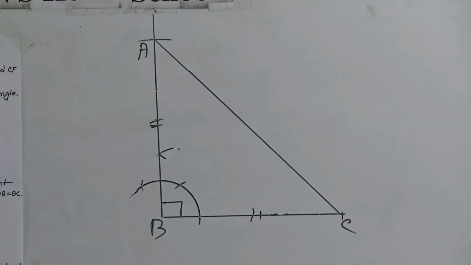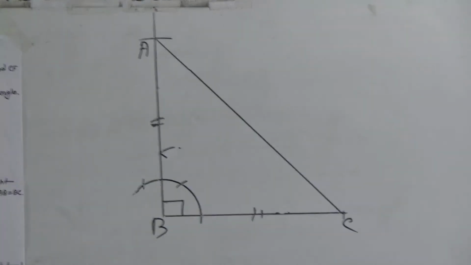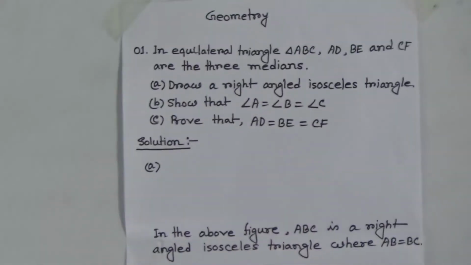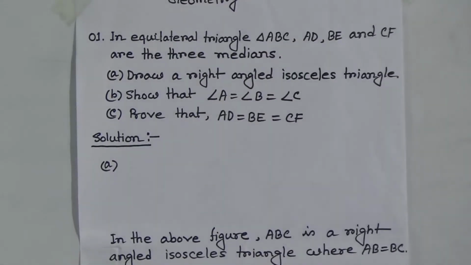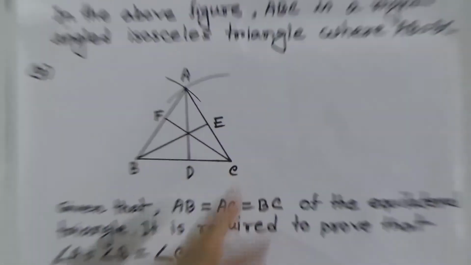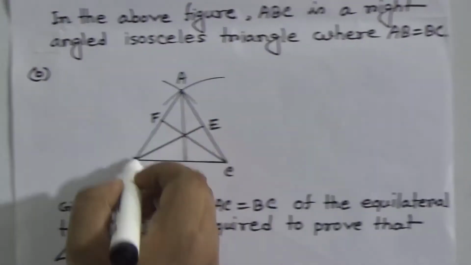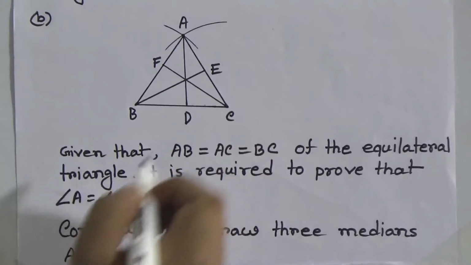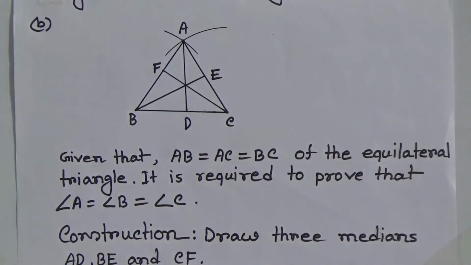Now, my dear students, we shall prove question number B. Here, show that angle A equal angle B equal angle C. In the stem we are given the information that in an equilateral triangle, that means a triangle which is equilateral, is drawn in the figure. This is an equilateral triangle and the name of the triangle is ABC. Notice, given that AB equal AC equal BC of the equilateral triangle, it is required to prove that angle A equal angle B equal angle C. I hope you have understood.